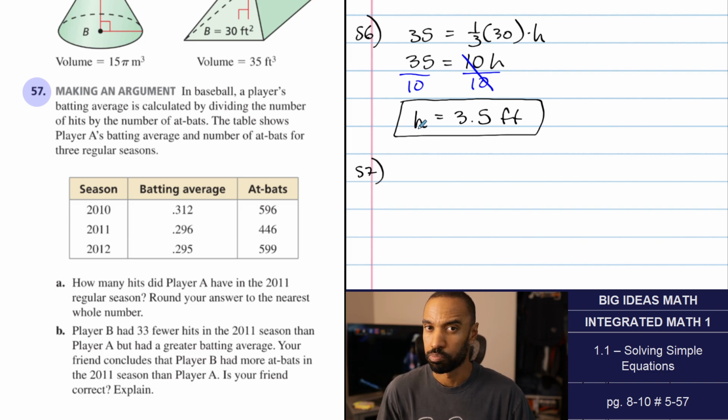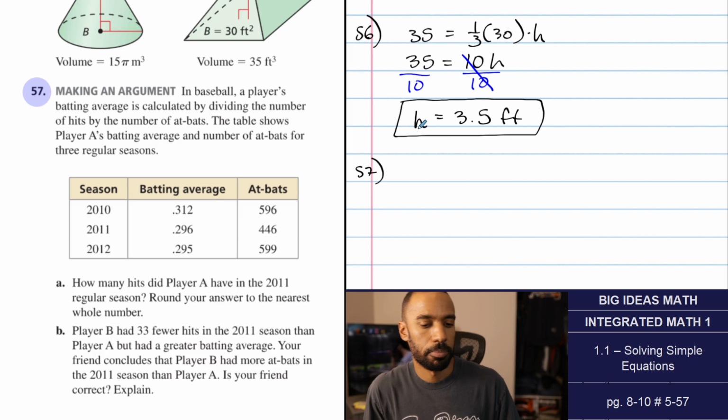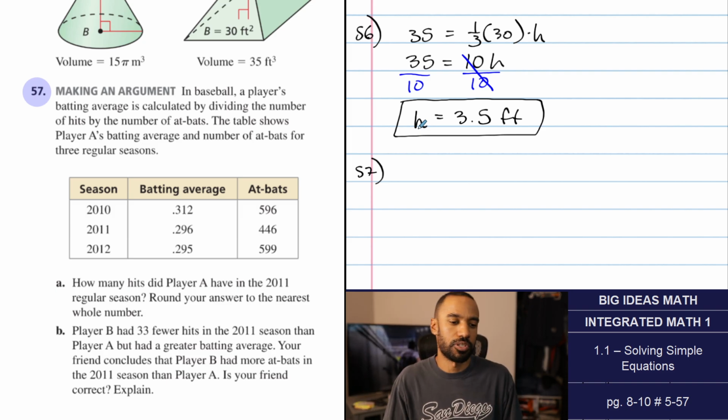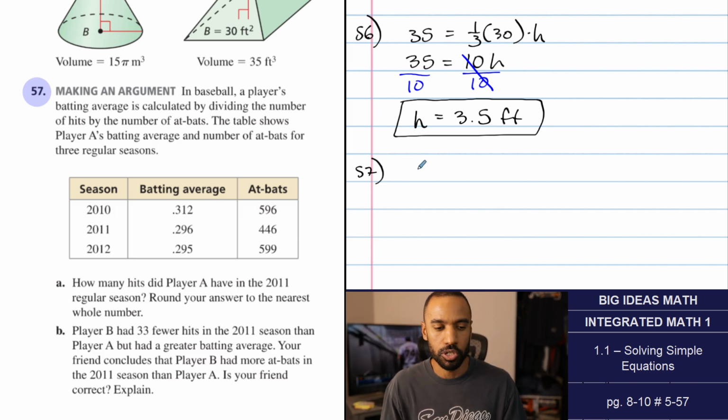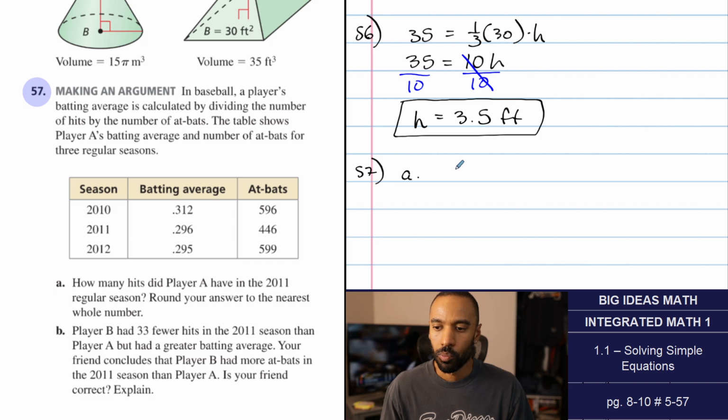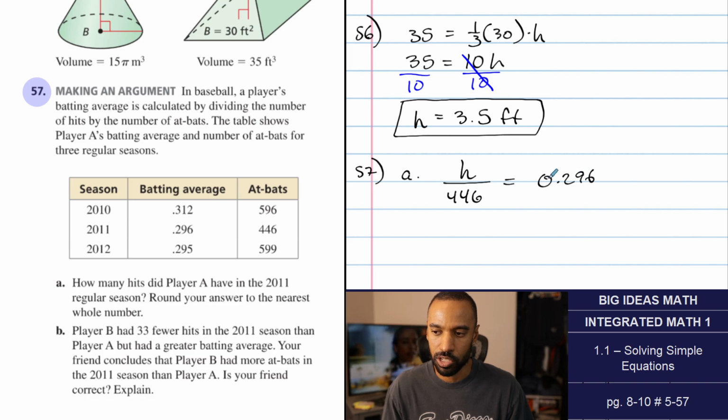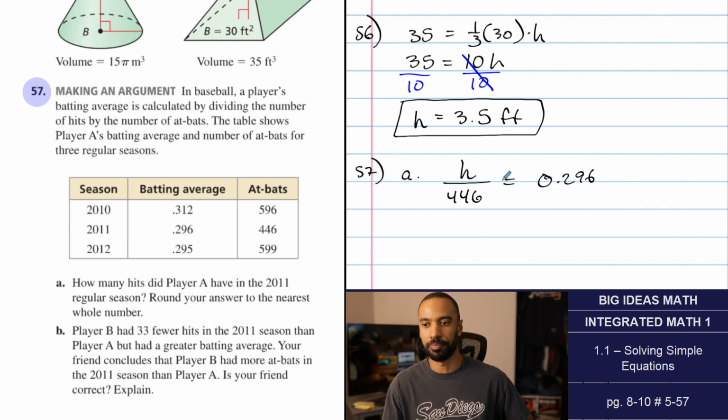By the way, those are pretty good batting averages. How many hits did player A have in the 2011 regular season? Round your answer to the nearest whole number. So when you divide the number of hits by the number of at-bats, we're talking about 2011, 446, you're getting this batting average of .296, a 296 batting average, as they say.